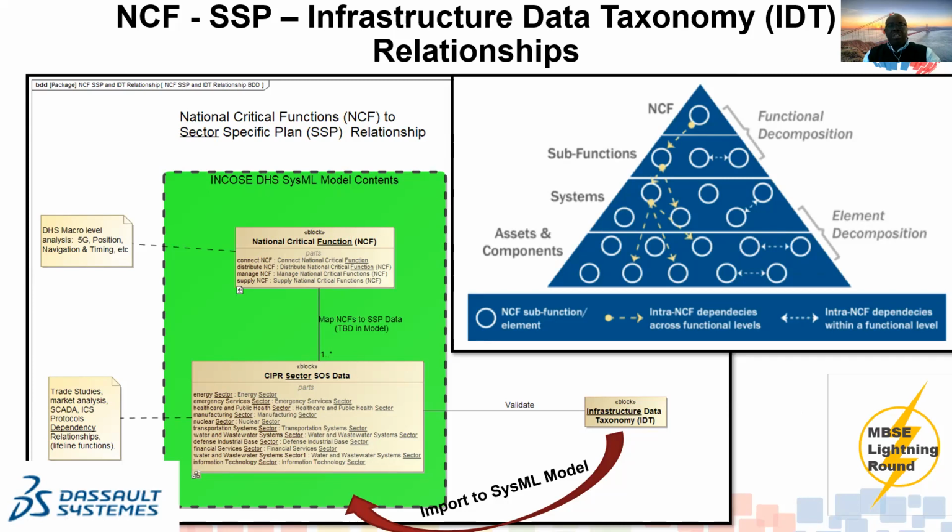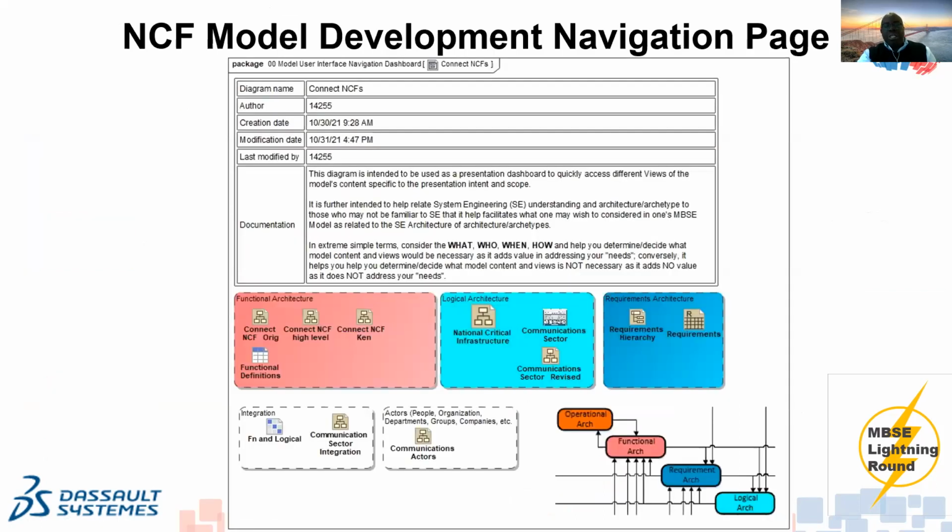here. Obviously, the NCFs are being used for macro level analysis of 5G, PNT, as I mentioned before. And I just wanted to show that NCF graphic from DHS because it's very helpful in understanding that one NCF will map to a subfunction, more than one subfunction. But that subfunction may be fulfilled by multiple systems and then assets down the tree. I'm going to get into our model here and walk through this mini splash page that we have and show you a little bit of our decomposition. So let me do that right now.